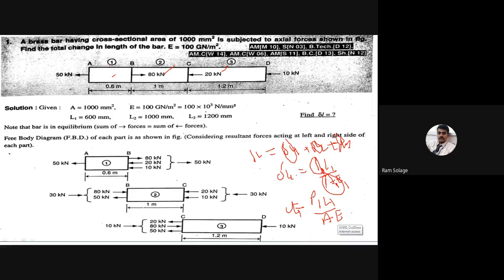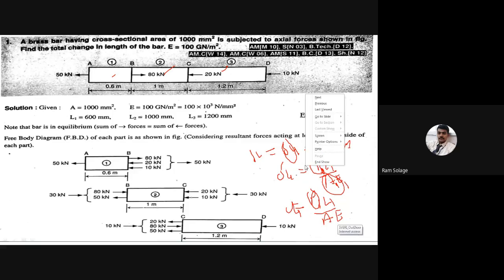But see the sections AB, BC and CD. These are sections 1, 2 and 3. P1 means the force acting on section 1. P2 means the force acting on section 2. And P3 means the force acting on section 3. But at this stage, we don't know the values of P1, P2, P3. So that's why we require the free body diagram. We have to draw the free body diagram for sections 1, 2 and 3, and on that free body diagram, we have to calculate the values of P1, P2 and P3.